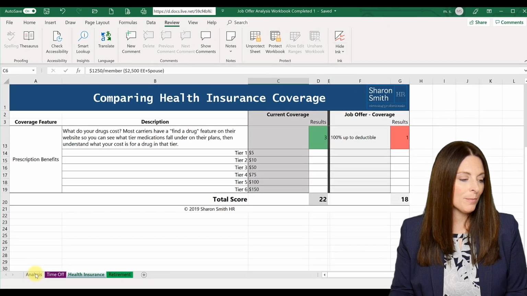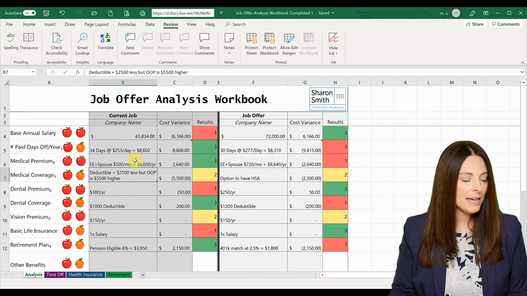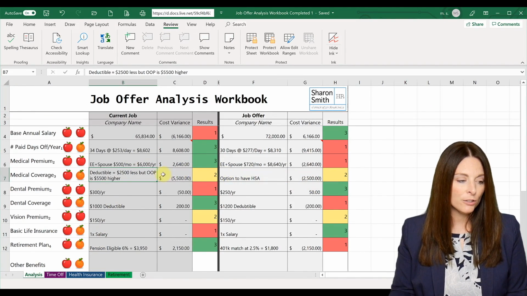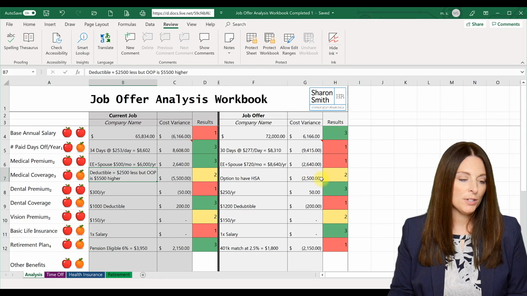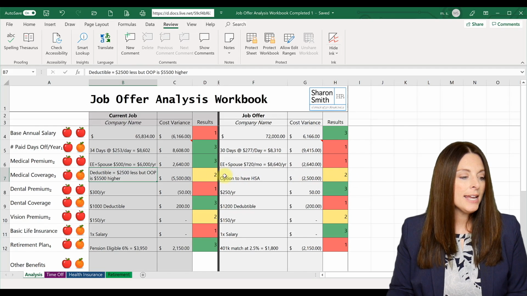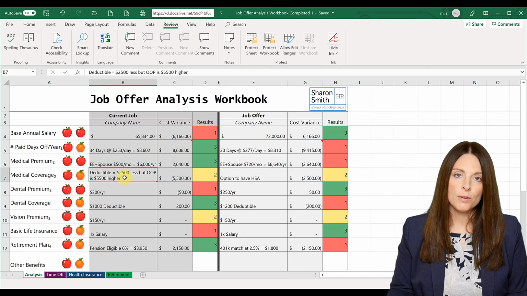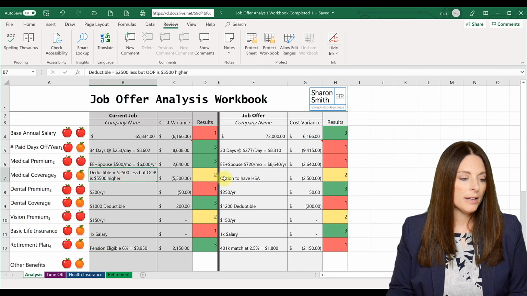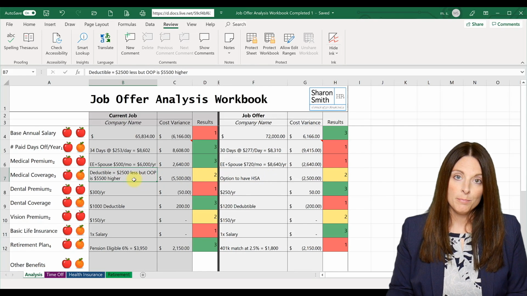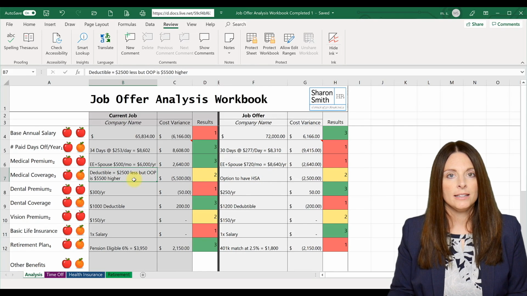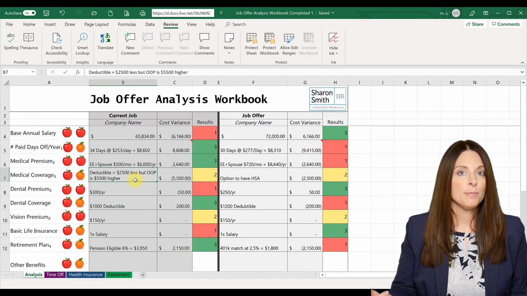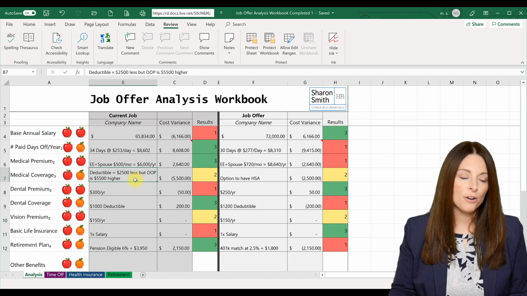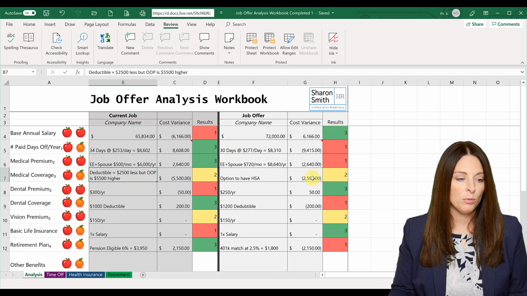So I come back over to my analysis tab, and I went ahead and analyzed that a little further, because I ended up giving it a neutral score personally between those two offers, because while the deductible was lower on my traditional plan, the out-of-pocket maximum was much, much higher. So in the hopefully unlikely event that I might have a catastrophic claim one year, I'd be out way more money on my current plan than I would on this other plan.